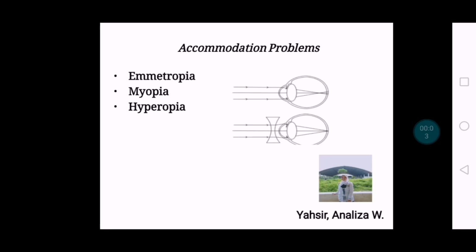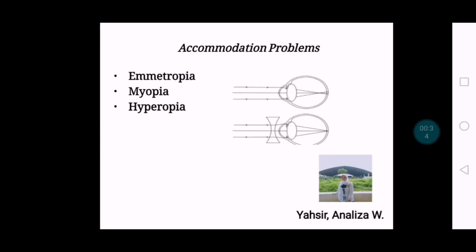Accommodation problems: emmetropia, myopia, hyperopia. A common problem involving accommodation is accommodative dysfunction. This is when your eyes cannot maintain comfort or focus when accommodating, especially at near distance. This leads to blurred vision at close range, especially when reading. There are three types of accommodation problems.